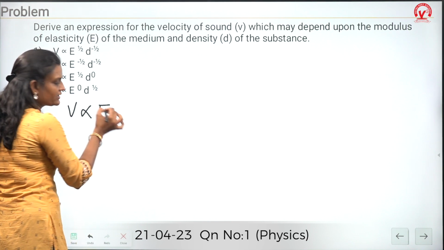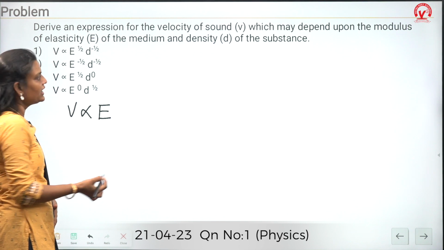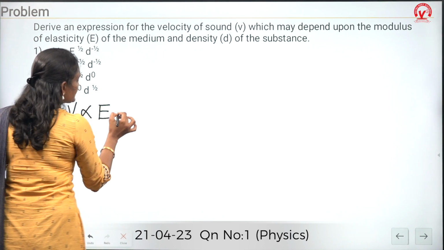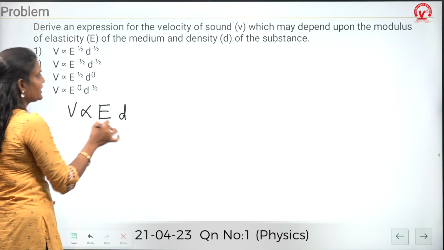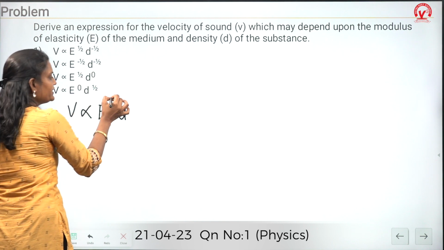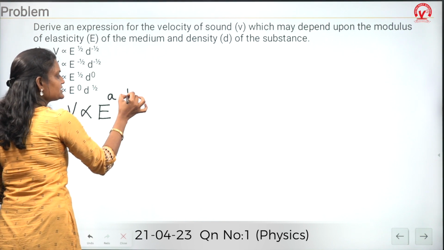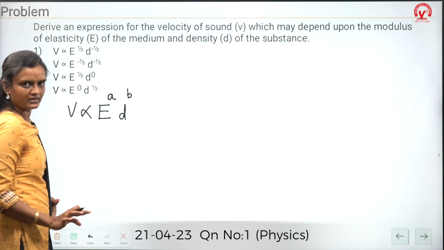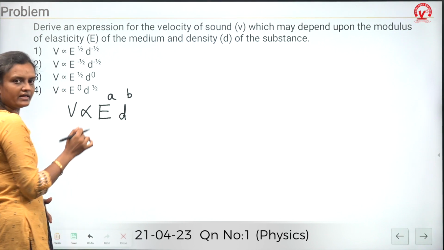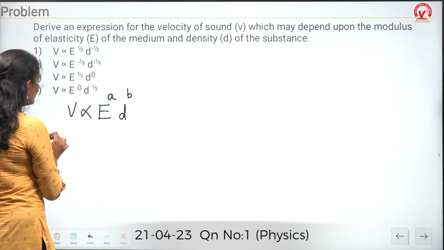They have given the symbol for the modulus of elasticity as E and density of the substance as D, and they raise the power here. I am going to take the power, raise the power constants a as well as b. We need to find the dimensional formula for this equation now.